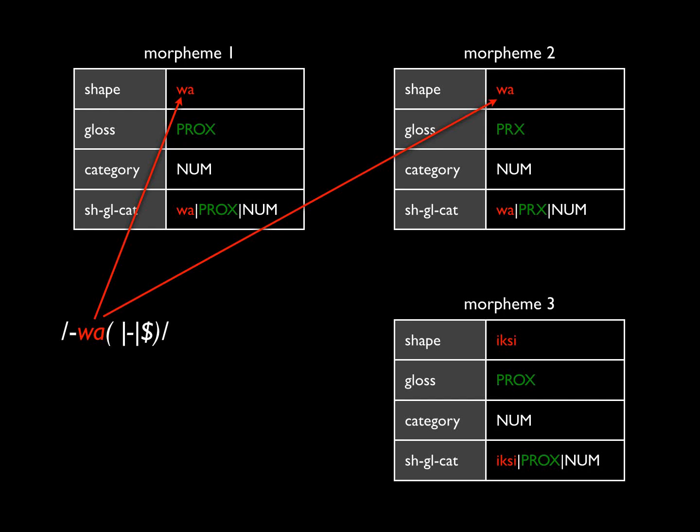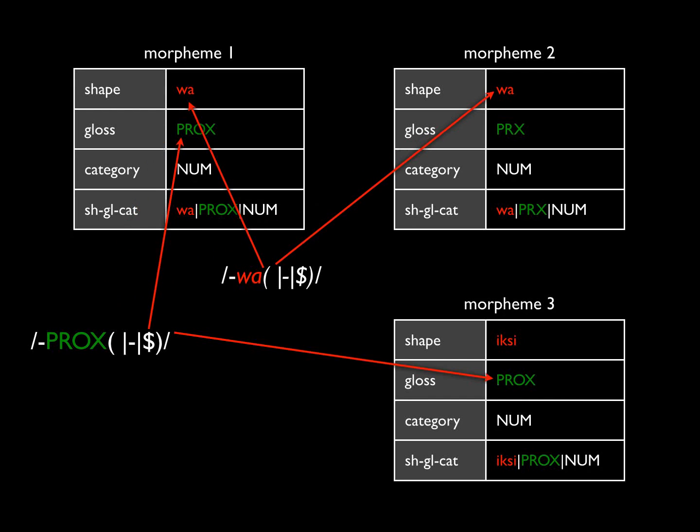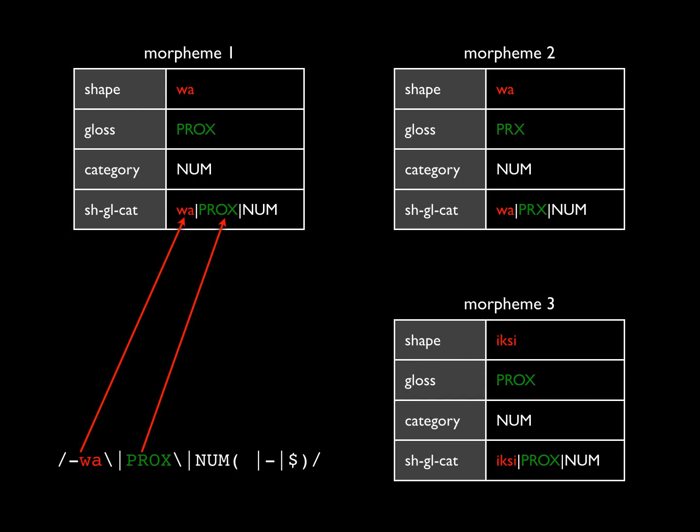If we use a regular expression to match the shape wa in the morpheme shape field, we will get forms that contain either morpheme 1 or morpheme 2. But what we want is just forms containing morpheme 1. If we try to improve this by matching wa in the morpheme shape field and prox in the gloss field, then we will get all forms that contain morpheme 1, which is what we want, but we will also get any forms that contain both morpheme 2 and morpheme 3, which again is not what we want. The solution is to search for wa followed by prox in the shape gloss category field. Only this search will give us all and only the forms that contain morpheme 1.